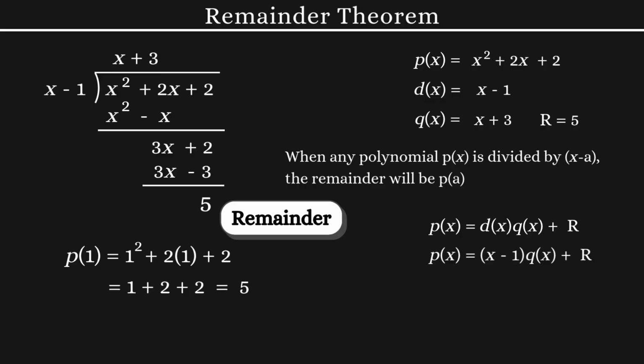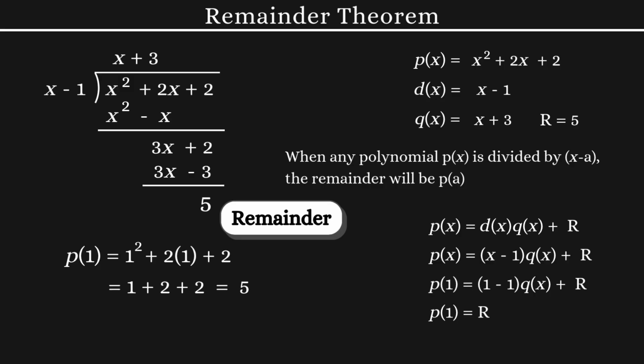In this statement, let's find what happens when x is equal to 1. P of 1 becomes 1 minus 1 into the quotient plus remainder. 1 minus 1 is 0. So this whole term becomes 0 and we are left with the remainder r, which means p of 1 is the remainder r. This proves the remainder theorem.